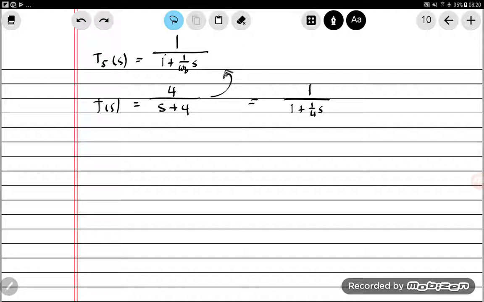Well, of course, not all of them look like this. We've got a 4 here and a 4 there. So say we've got something that looks like this: 1 over s plus 4. Well, we can manipulate it into that form as well by just multiplying top and bottom by a quarter. So it will be, let's write the constant first again, so it's 1 plus.